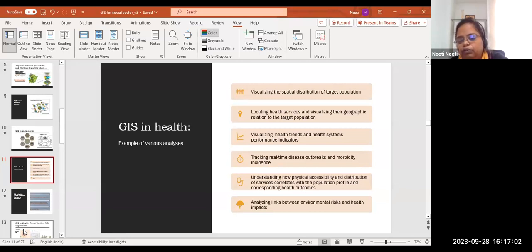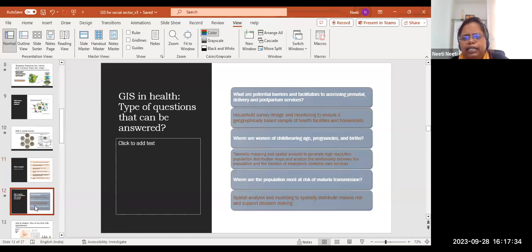At the end, there could also be analyzing links between environmental risk and health impact. For example, if we want to see how air pollution impacts our health, let's say asthma cases, then we can easily use GIS. I'm sure we have heard enough on the media that people in Delhi are going to live 7 years less than most of the country, right? And that's where spatial analysis can be really good too.